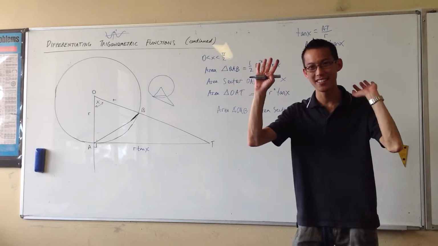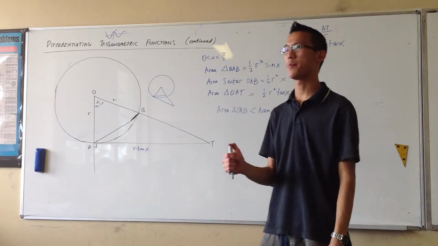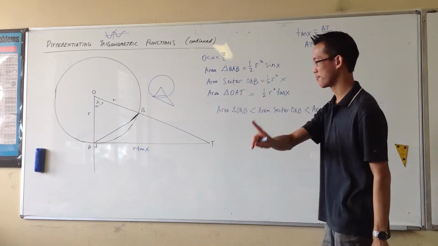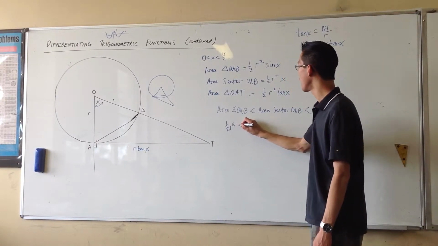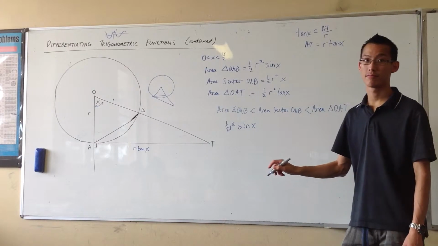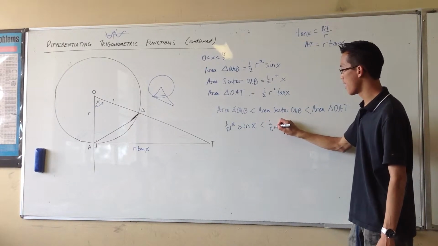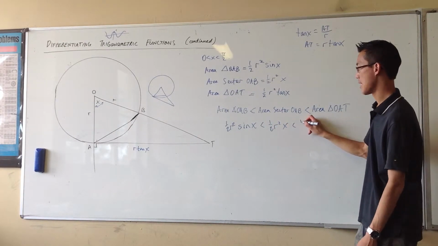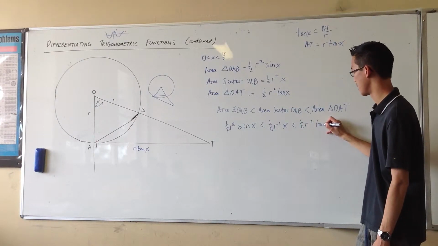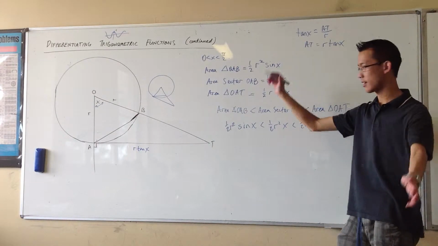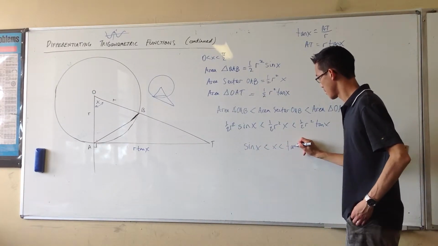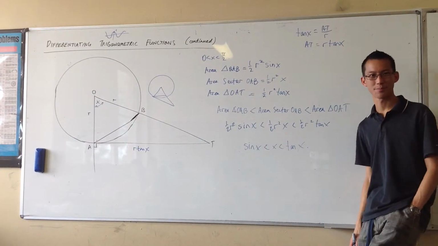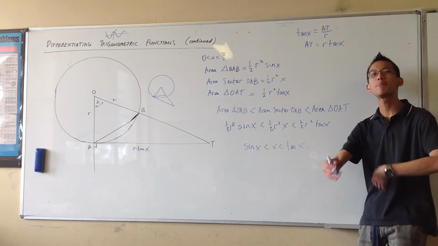Okay, we're almost done. Stay with me, people. Stay with me. Okay, let's just sub it in. Half r squared sine, half r squared x, half r squared tan. Divide everything through. Oh snap. Okay. So now, let's replay it again.